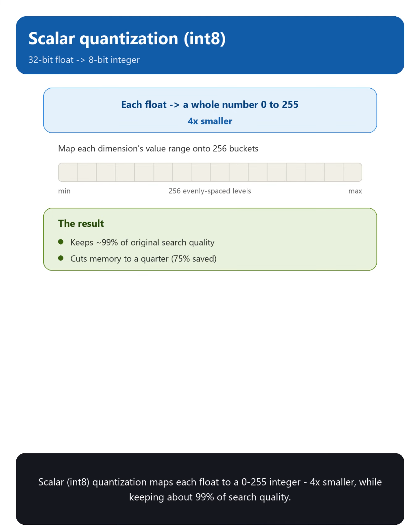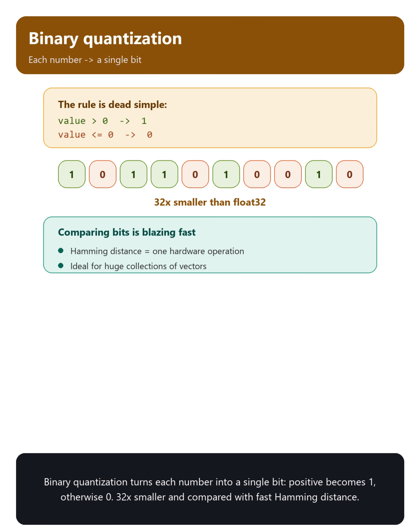The first main type is scalar quantization, often called int8. Here we squeeze each 32-bit float into a single 8-bit integer, a whole number between 0 and 255. That is 4 times smaller. To do it, we look at the range of values in each dimension, then map that range onto those 256 buckets. The result keeps almost all of the accuracy, typically 99% of the original search quality, while cutting memory to a quarter.